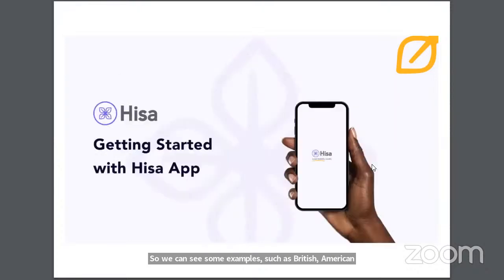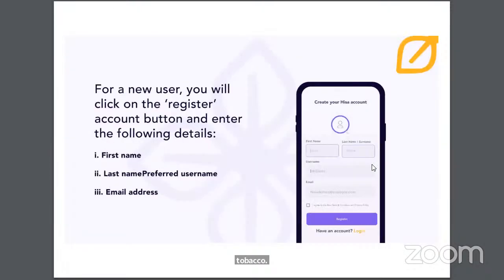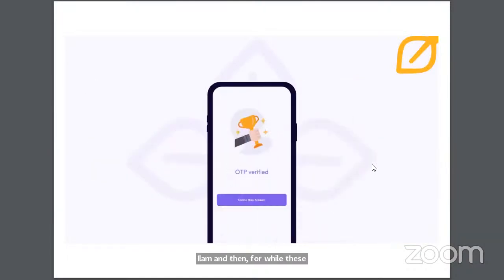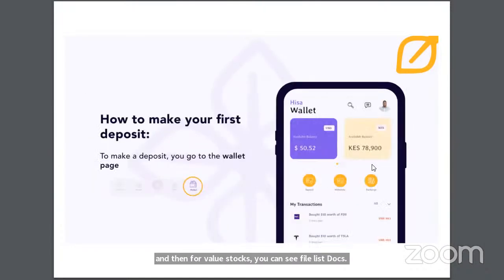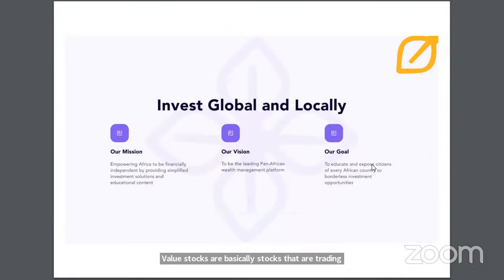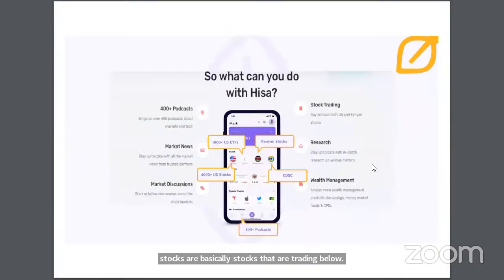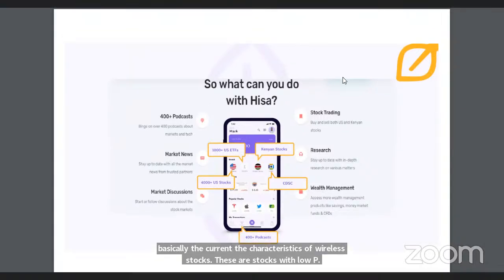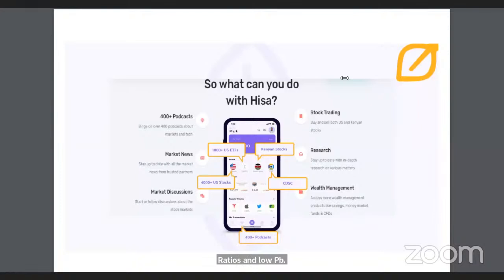And then you can see value stocks, you can also see growth stocks. Value stocks are basically stocks that are trading below their realistic valuation. The characteristics of value stocks are low P/E ratios and low P/B ratios. These are stocks you're buying in the hope that with time the market is going to catch up with the realistic valuation of these stocks.